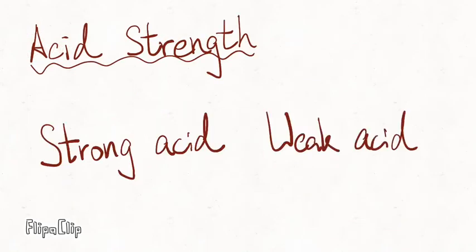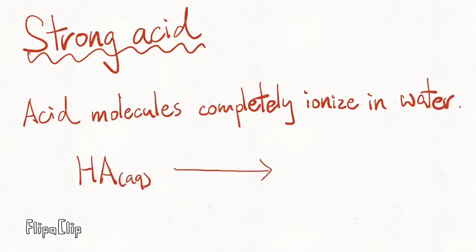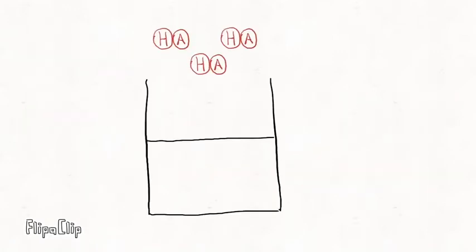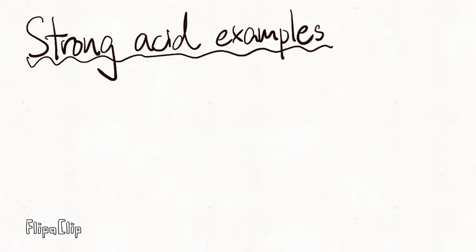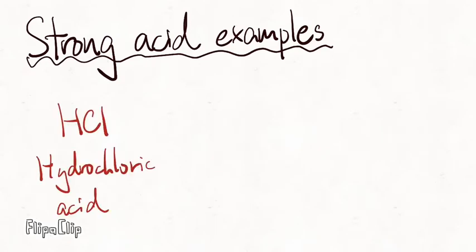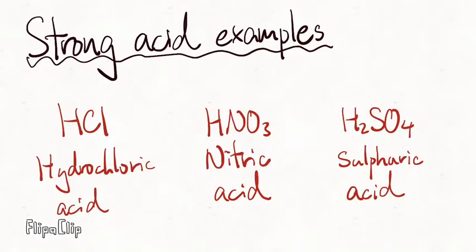There are two kinds of acid strength, strong acid and weak acid. Strong acid describes an acid which completely ionizes in water. That means all acid molecules can ionize to form ions. The common strong acid examples are hydrochloric acid, nitric acid, and sulfuric acid.